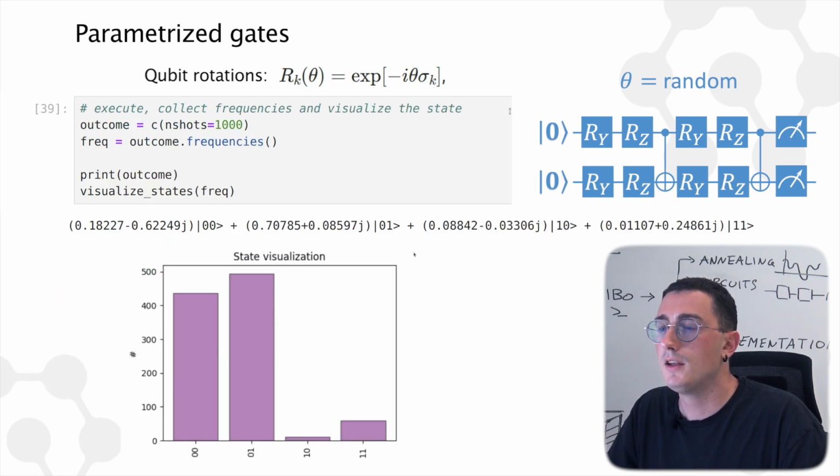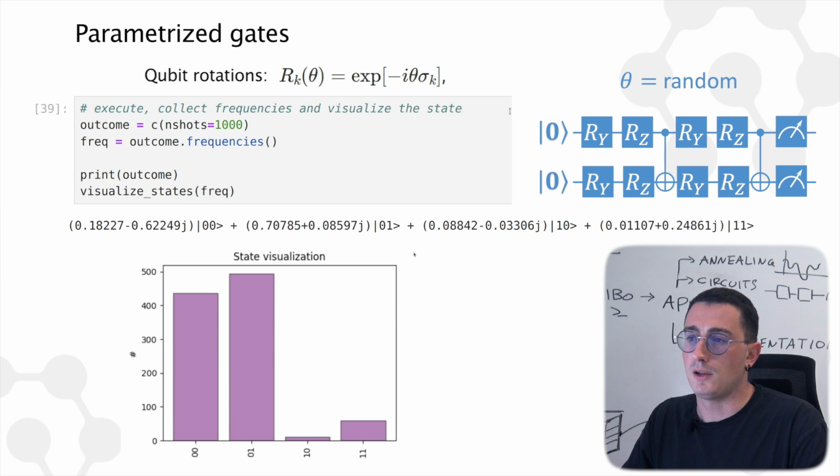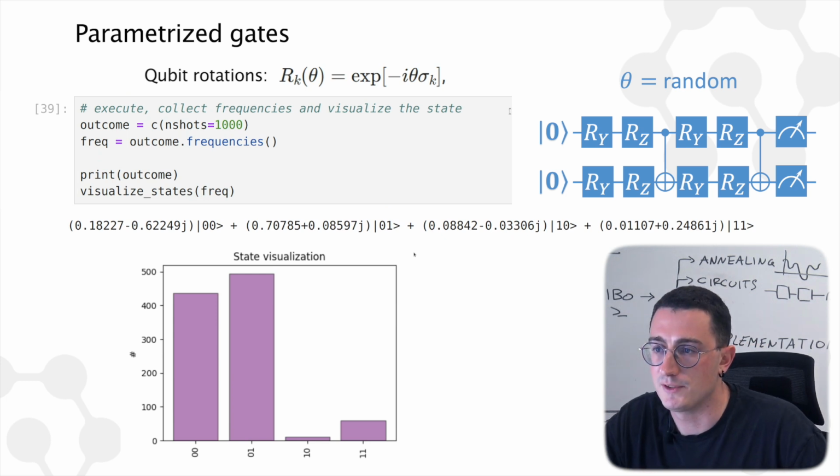As you can see, the final state, which is represented here explicitly, is a combination of all the 4 possible states you can get after executing a system of 2 qubits. And from the plot you see the same, but in which you see also the frequencies of the specific possible solutions.